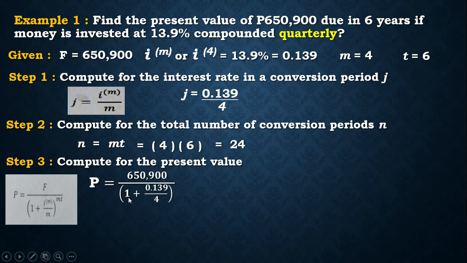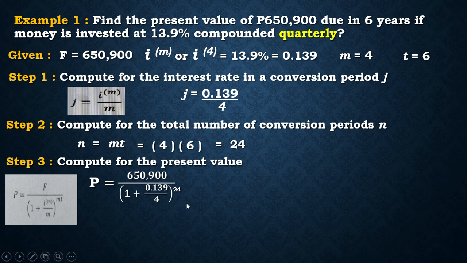Itong 1 ay constant. So, sinubstitute natin yung F, that is 650,900. Ito po siya. And then 1 plus, ito po yung J na kinumpute natin sa step number 1. So, ito daw palang I raised to M divided by F, ito pala ay equal to J. So, pinalitan po natin ito. Ito po yung J, kinuha natin dito, kaya naging 0.139 divided by 4. And raised to 24. Itong 24, yung po yung N natin. Kaya mahalaga po ang step 1 at step 2.